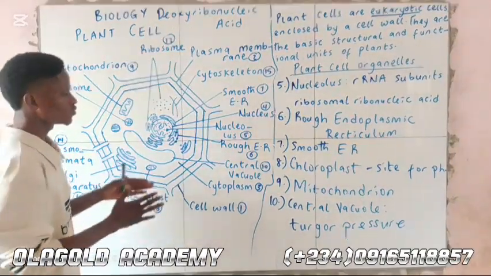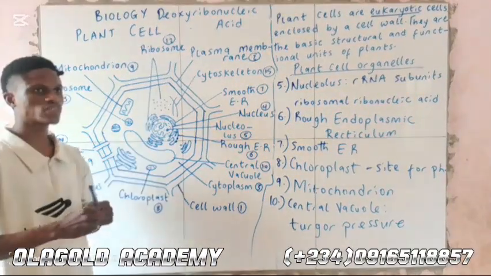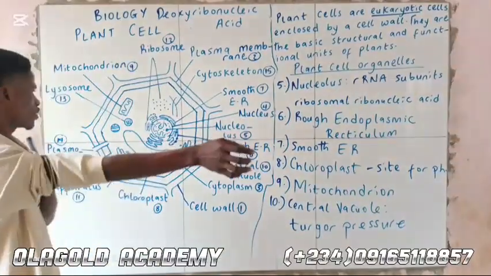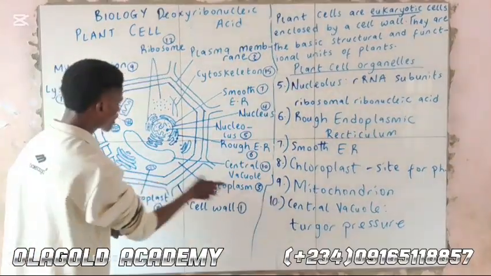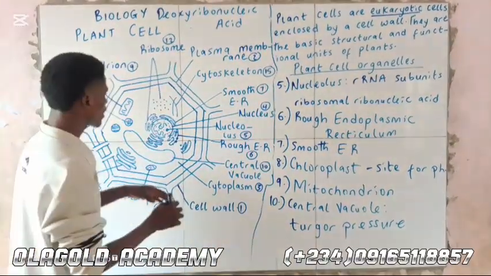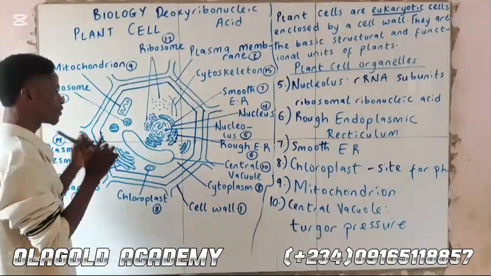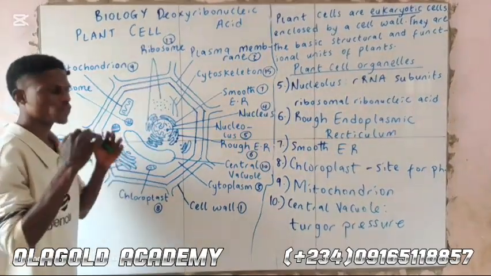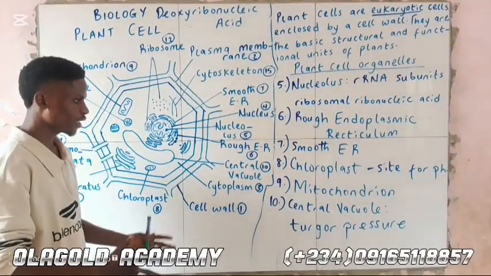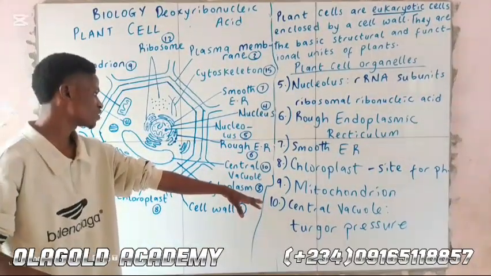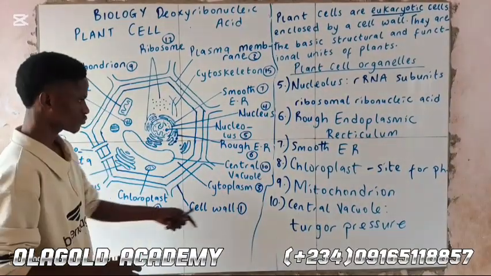Turgor pressure is what helps the plant to stand firm. So this central vacuole is what helps the plant to maintain turgor pressure. It helps the plant to be firm, to stand firm. That is the work of the central vacuole.